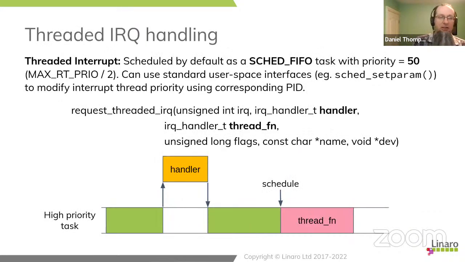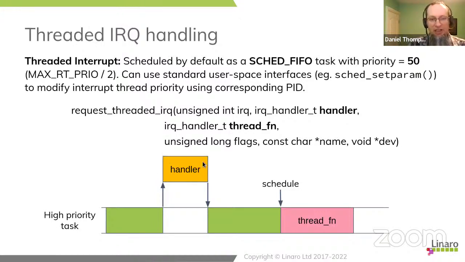Threaded IRQ handling. In this case, we have a high priority task that is higher priority than the interrupt thread. This is actually relatively uncommon, but it's showing the feature can be used. So in our threaded interrupt, we have split into our quick check handler and our thread function.